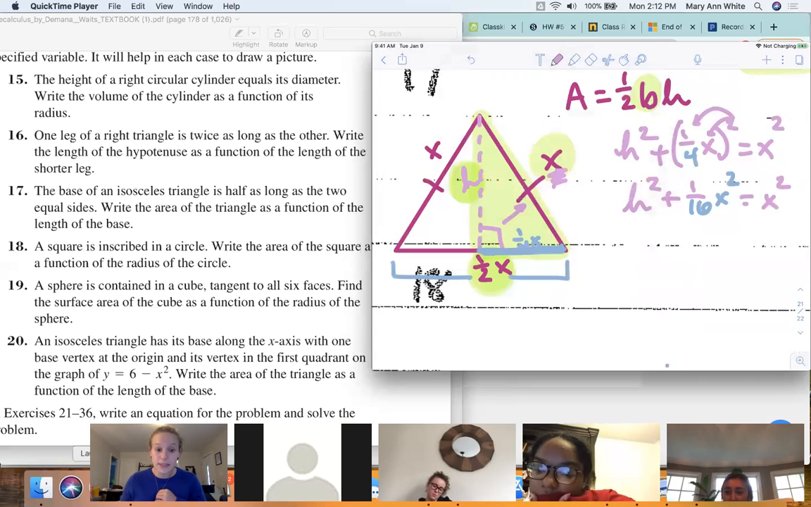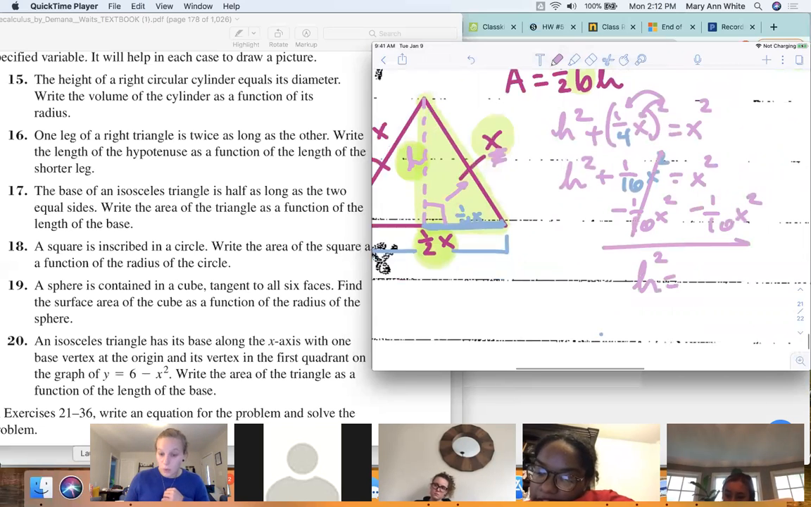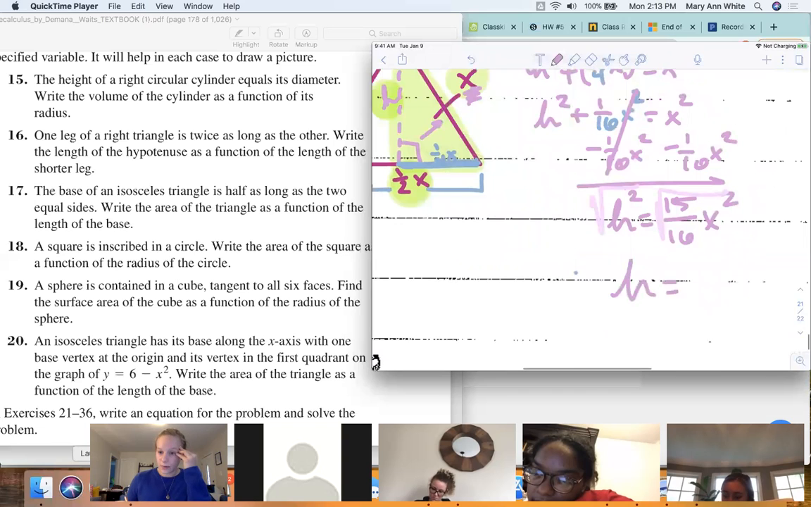The only thing we have to do now is get H by itself, so I'm gonna minus that 1/16 X squared from both sides. And I get H squared equals, well, 1 whole X squared minus 1/16 X squared is going to be 15/16 X squared. And I need to radical square root both sides. H is equal to, well, the X squared becomes an X, and that 16 on the bottom becomes a 4. Those are both perfect squares.